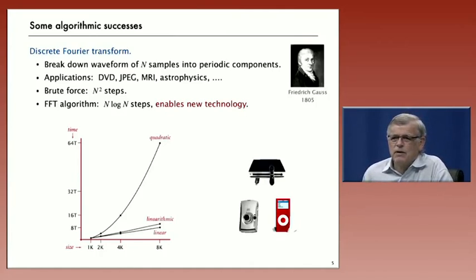That's an algorithm for breaking down the waveform of n samples of a signal into periodic components. And that's at the basis for DVDs and JPEGs and many other applications. There's an easy way to do it that takes time proportional to n squared, but the FFT algorithm takes only n log n steps. And the difference between n log n and n squared is the difference between being able to solve a large problem and not being able to solve it. A lot of the digital technology, digital media technology that we have today is enabled by that fast algorithm.